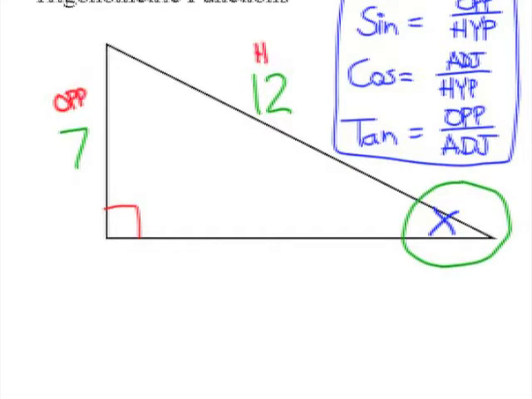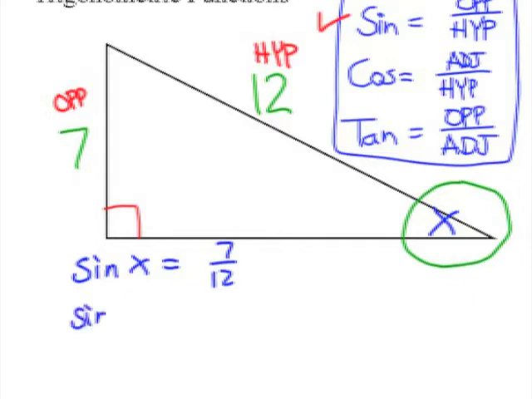So if I put those labels on there, then I can see that this must be something related to the sine function, opposite over hypotenuse. So when I write my equation, sine of the missing angle x equals 7 over 12. So let's figure out what 7 over 12 actually is. When I divide that out on my calculator, I get 0.5833. Now that's the sine value of the angle.